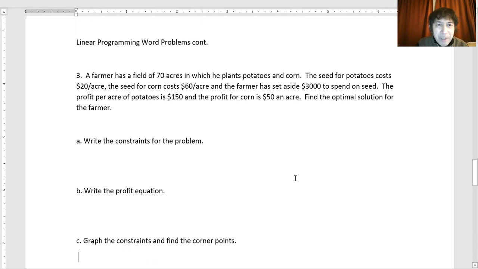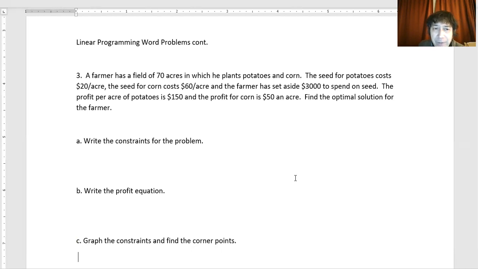Here, a farmer has a field of 70 acres in which he plants potatoes and corn. The seed for potatoes costs $20 per acre. The seed for corn costs $60 per acre. And the farmer has set aside $300 to spend on seed. The profit per acre of potatoes is $150, and the profit for corn is $50 per acre. Find the optimal solution for the farmer.